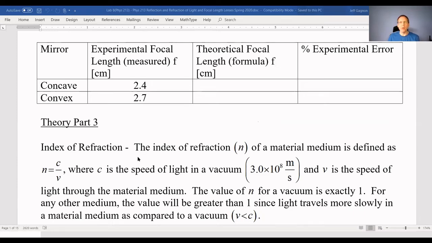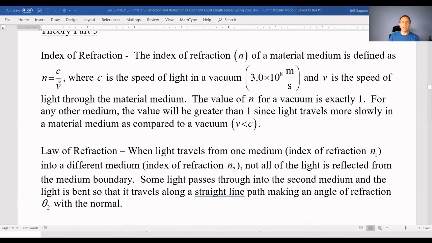What does that mean? Well, it's defined to be a ratio of the speed of light in a vacuum, which is c, and that's a constant, right? Nothing can go faster than that speed. It's around 3 times 10 to the 8th meters per second over the speed of light in the medium. So v is the speed of light in whatever the medium is. Okay, it could be air, it could be glass, or it could be water. It could be many other things too, but those are the things that we're going to deal with in this lab. So either air, glass, or water.